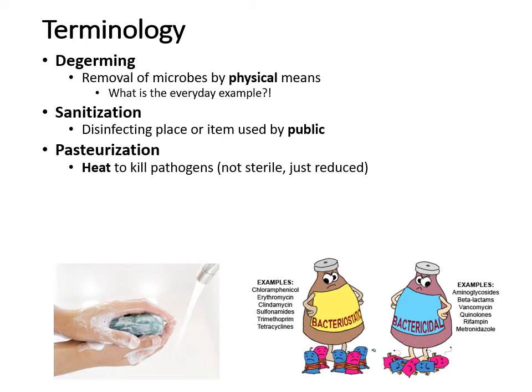Then we have pasteurization, and you ask yourself, where do you hear this term? Milk, right? Milk is pasteurized. So what they do is they heat to kill the pathogens, but they're not sterilizing. They're not killing 100%. And if you think about our example of milk, if you try to heat it to a temperature that would sterilize, well, you would curdle the milk. You would make the milk no longer good. So they want to heat it to the point that you get rid of a lot of the pathogens, but they can't completely sterilize it because that would destroy the product.